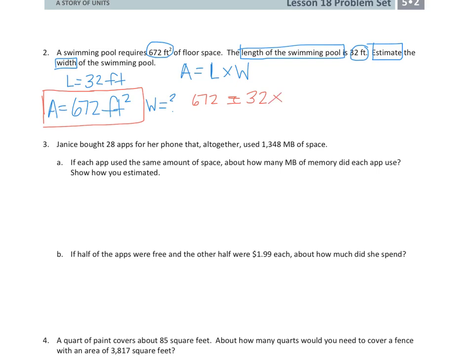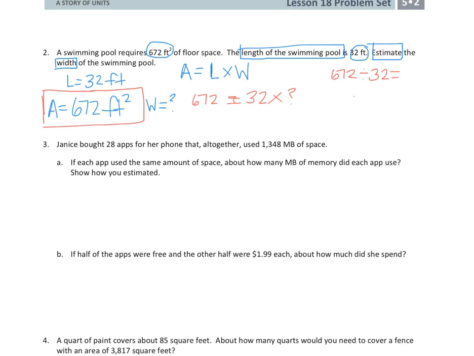So how do we find the width? Well, we can do the opposite of multiplication. We can do division to find out what that question mark is. That question mark is our width, and we can take 672 and divide it by 32, and that would give us our width, or the question mark. But they don't want us to find the exact quotient. They want us to estimate.